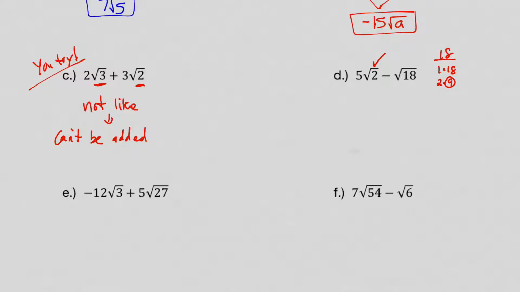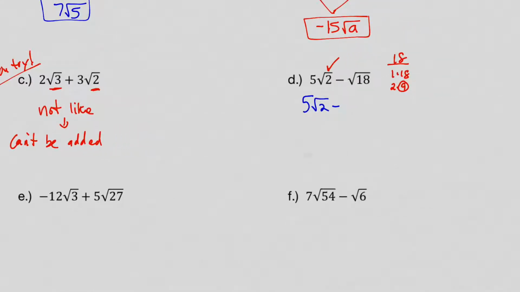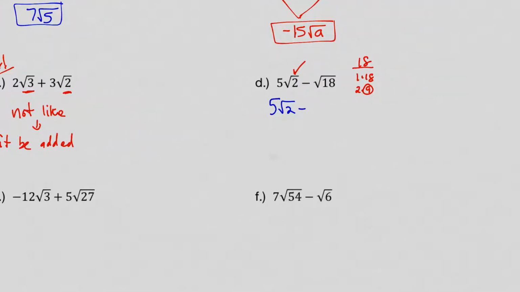So on the side, I recommend that you do this on the side. So this is going to be radical 9, radical 2. This becomes a 3, radical 2. And I'm just going to put that answer right over here. And now we see that they are alike. So I'm going to put those together and get 2, radical 2.